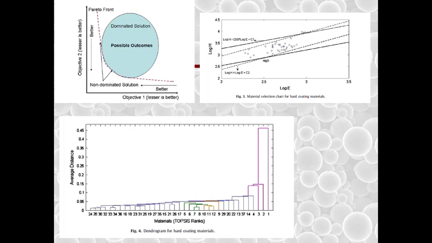These graphs here show the approaches used. The top left is the Pareto optimal, the graphical representation to find the optimal solution. The top right shows the Ashby chart, where they use log functions with the intercepts to determine the most optimal and least optimal material. And the bottom is the clustering, the dendrogram that shows which materials would be good substitutes for one another.